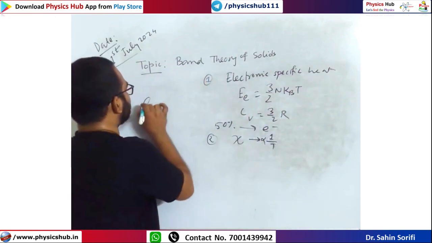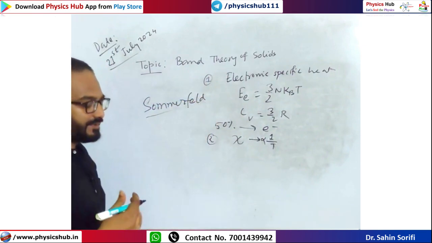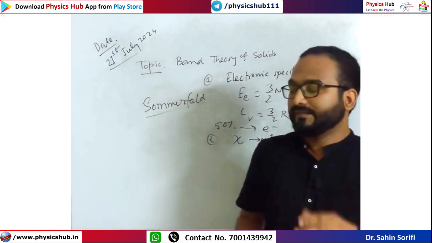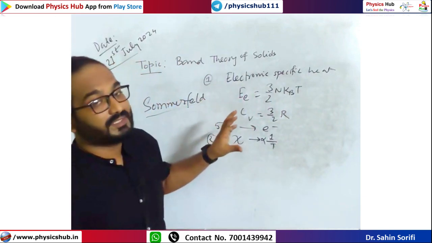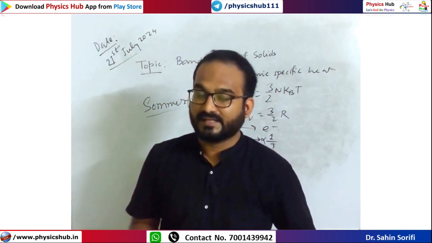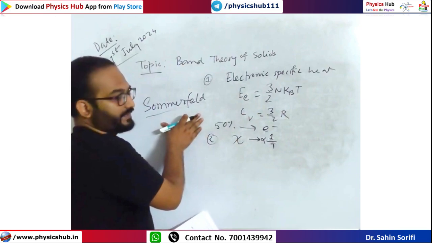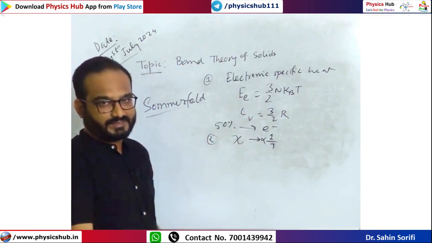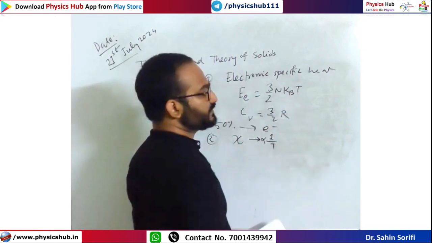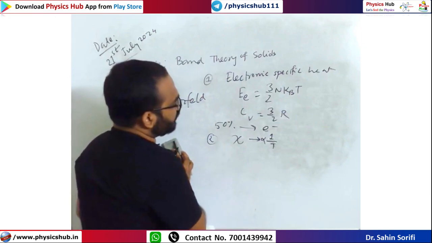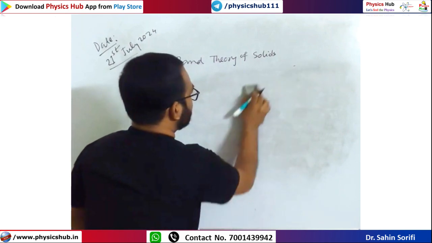Later, Sommerfeld, you must know this name, introduced the quantum theory. He postulated that the free electron gas does not follow the classical Maxwell-Boltzmann statistics, rather they follow the Fermi-Dirac statistics. So once you incorporate the quantum idea, Fermi-Dirac statistics, these two discrepancies will get resolved. Let me show you how these two discrepancies got resolved.